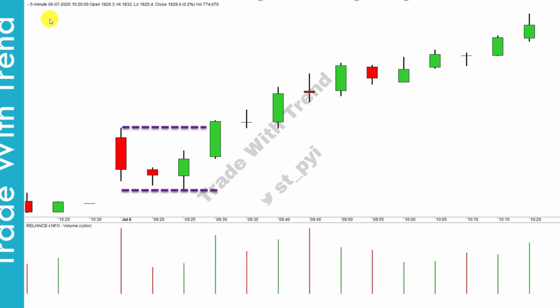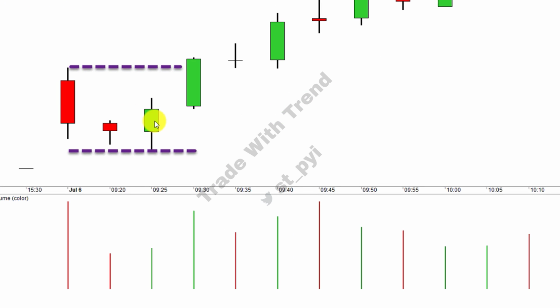Now this is a 5-minute time frame chart. So these three candles form the first 15-minute range. So this is the high point of the 15-minute range. This is the low point, this candle here. So this becomes the opening range as per the 15-minute time frame chart.